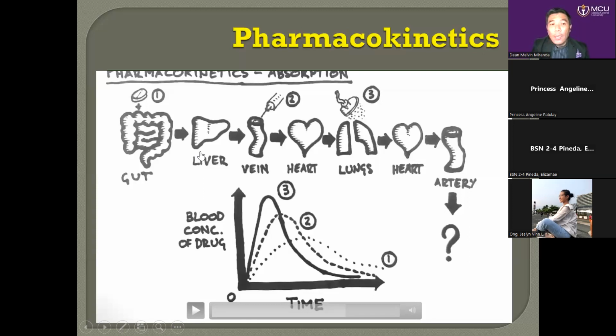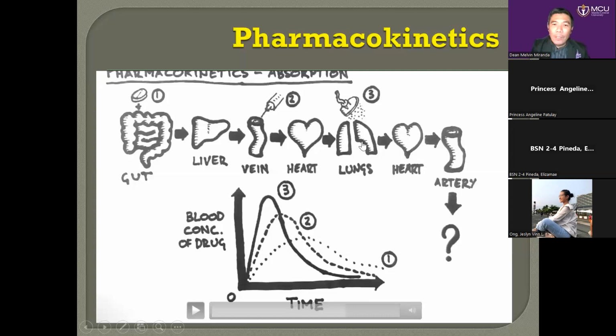So if you will notice, after the liver detoxifies it, that's the time that it will reach the blood plasma until it enters the heart, the lungs, the left side of the heart, until it proceeds to the systemic circulation. Unlike for the drugs that are given directly intravenous, compared to the oral, the drug already reaches the plasma. So it's a shorter time to reach the systemic circulation. So right side of the heart, to the lungs, left side of the heart, to the artery and systemic circulation.